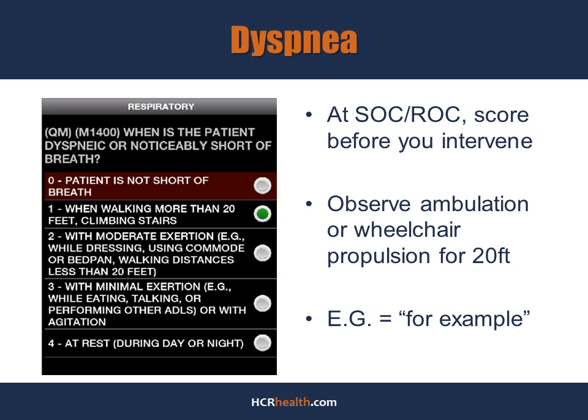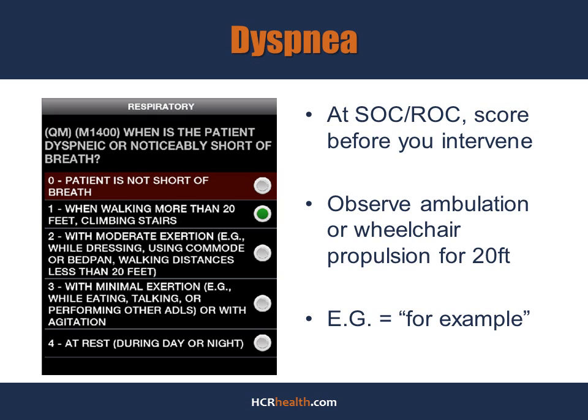So let's once again look at the question for dyspnea. If you're scoring this OASIS question at the start of care or resumption of care, you need to make sure that you score their dyspnea before you intervene. Scoring the patient before you provide any intervention or suggestions will allow you to take credit for the successful care that you provided. Also, if your patient is non-ambulatory and therefore cannot complete an OASIS walk, you need to have the patient propel their wheelchair 20 feet or complete bed mobility to properly assess their dyspnea.